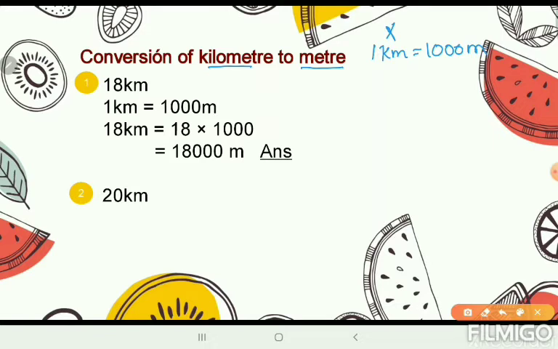Okay, so now let's start doing the question. First question says convert 18 kilometer to meter. Now we know this relation. Okay, so to convert 18 kilometer to meter, we are going to multiply by 1000. That is what I have done here, multiply by 1000. When we are multiplying by 1000, we get this as our answer.